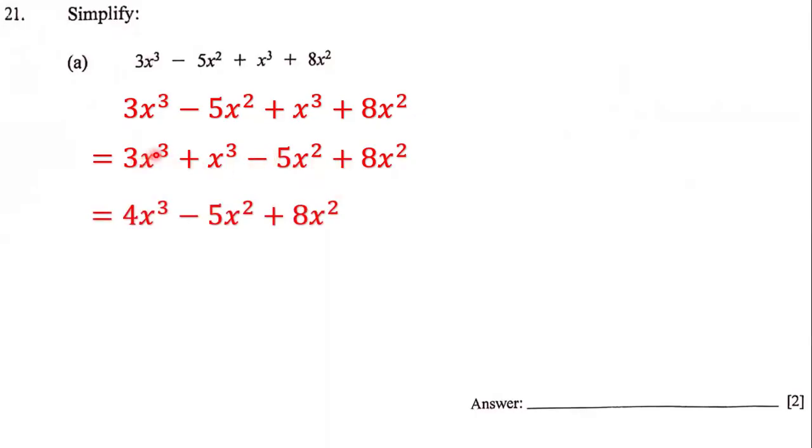We say 3x cubed plus x cubed, which is really 1x cubed. It's going to be 4x cubed because 3 plus 1 is 4. So 3x cubed plus 1x cubed is going to be 4x cubed. But what about negative 5x squared plus 8x squared? Well, negative 5 plus 8 is going to be equal to 3. So we have 3x squared. These two are not like terms because the powers are different. And so this right here is going to remain as our answer: 4x cubed plus 3x squared. And that's the answer to this question.